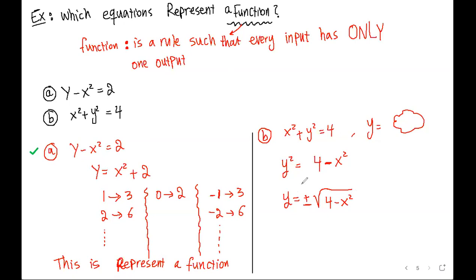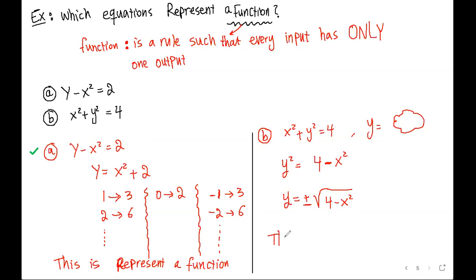Now this equation, if we look into it, after we plug in numbers, like for example 0, 1, 2, 3, minus 1, minus 2, they will give me two options, the positive and the negative. This means this equation does not represent a function.